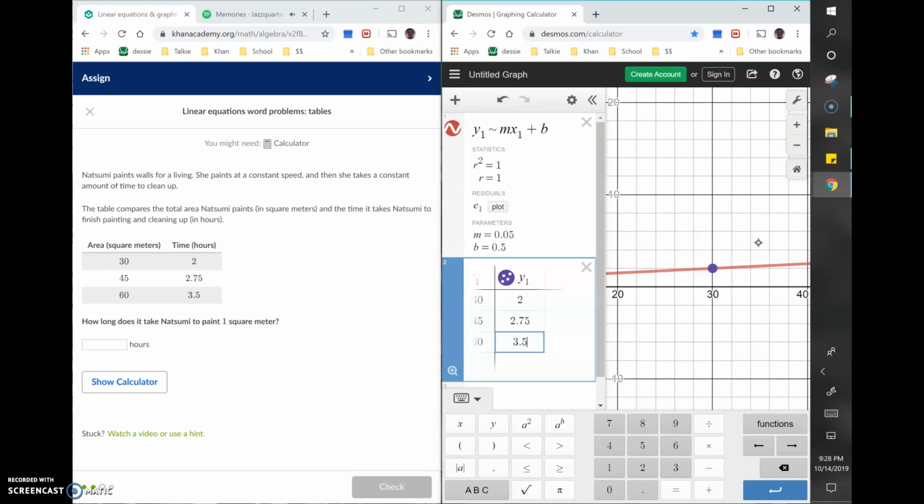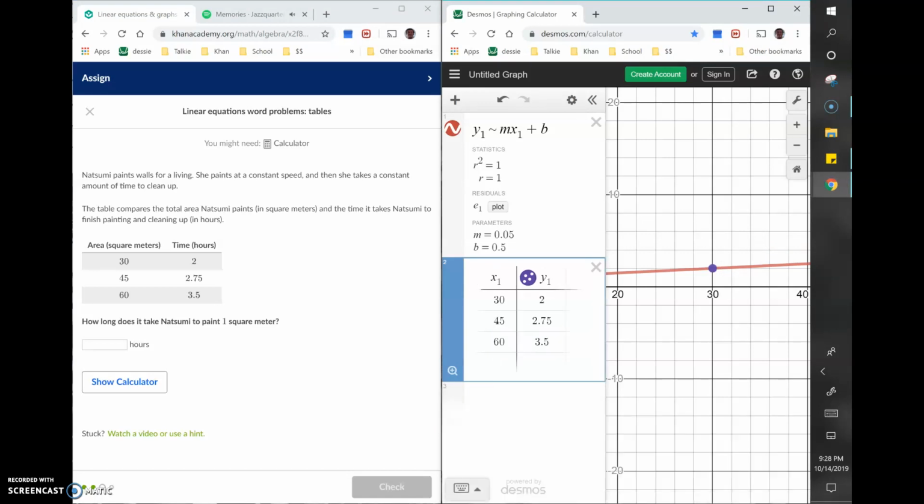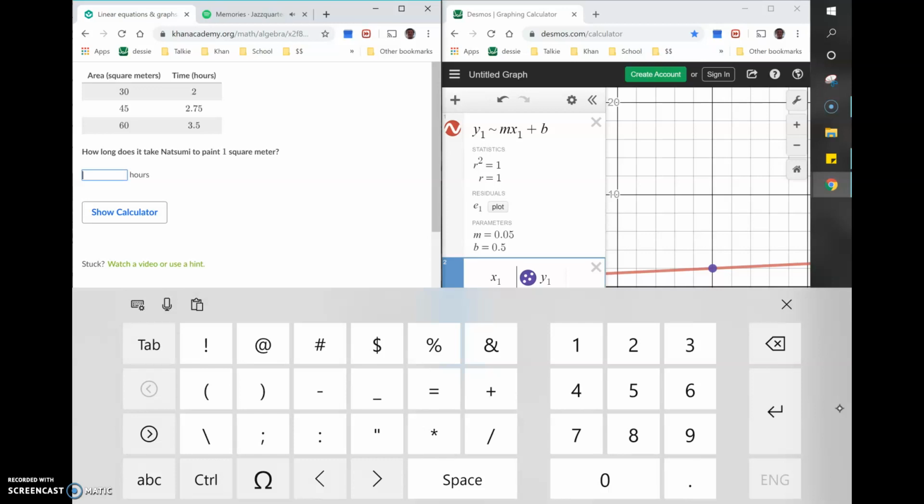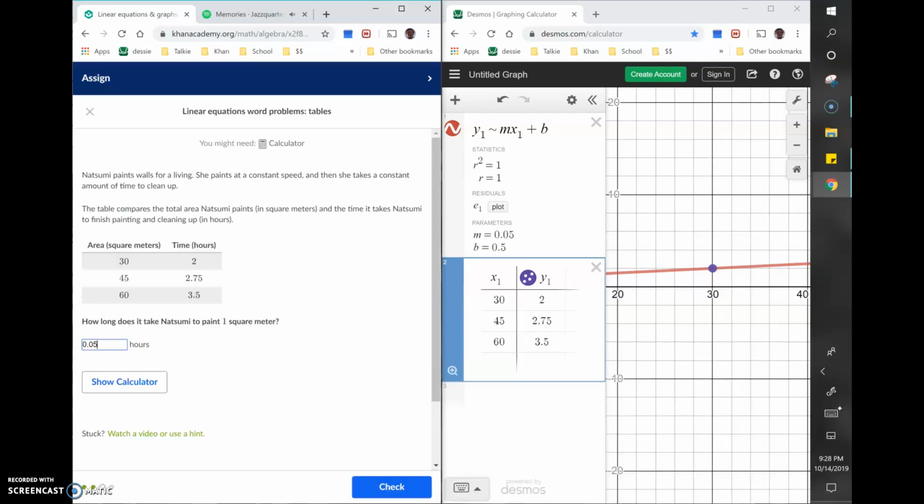So I punch the table in. I don't even need to look at the line. I'm looking at the m value. The m value says 0.05. So how long does it take her to paint 1 square meter? It takes her 0.05 hours. If you want to know what that is in minutes, do the conversion yourself.